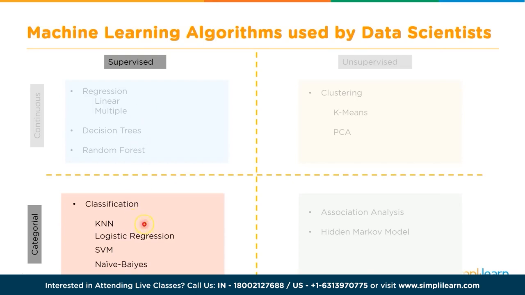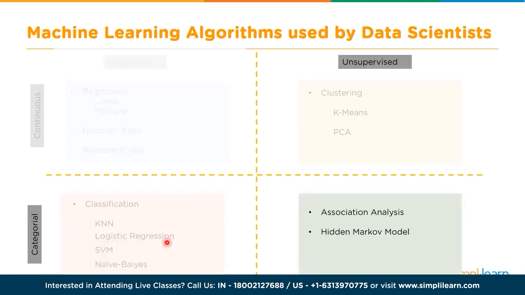Then you have algorithms like logistic regression, k nearest neighbor or KNN, and support vector machine. These are some of the algorithms that are used in this case. And similarly, in case of unsupervised learning, if you need to perform on categorical values, you have some algorithms like association analysis and hidden Markov model.